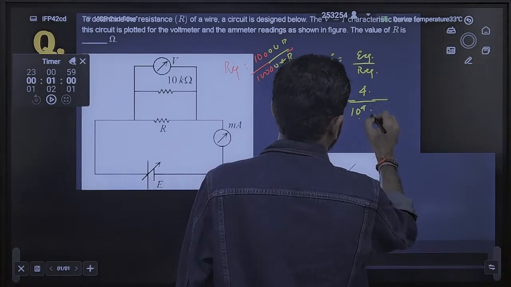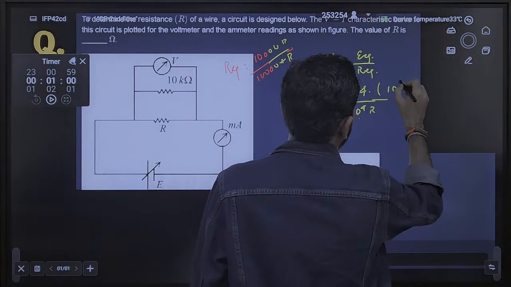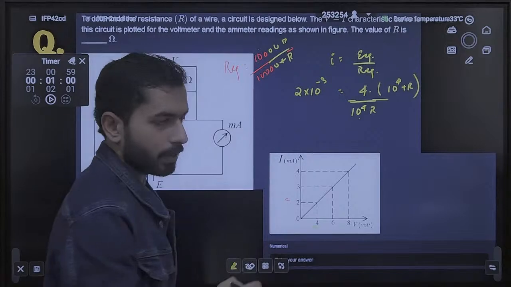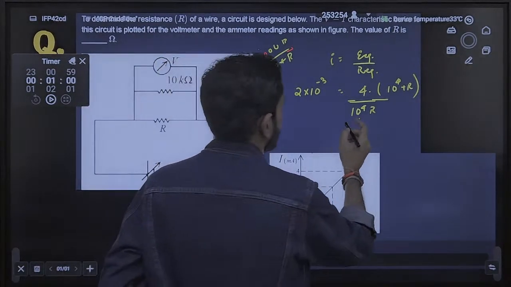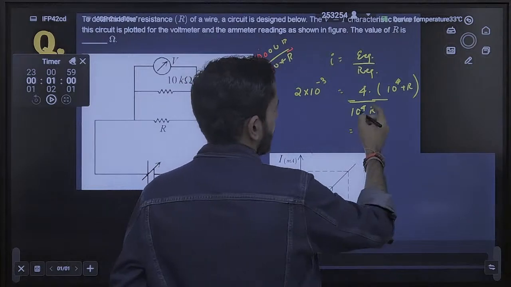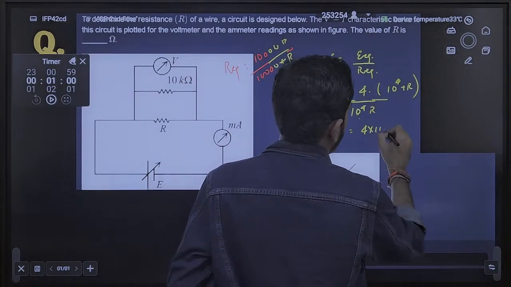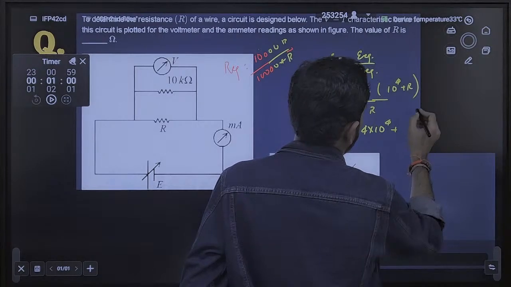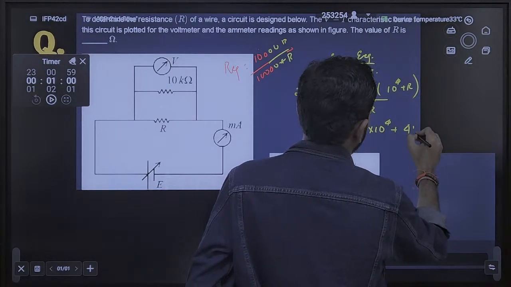10 power 4 R, and here it will multiply 10 power 4 plus R. Correct? Now let's see how to calculate it. Here what can I write? Here I can write 4 into 10 power 4 plus 4 R.